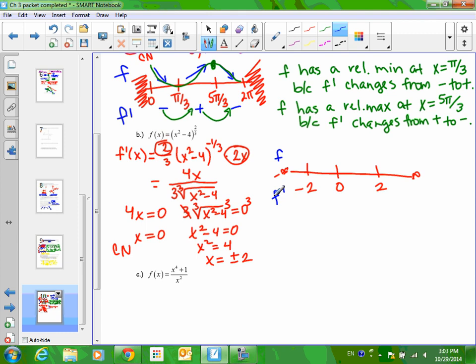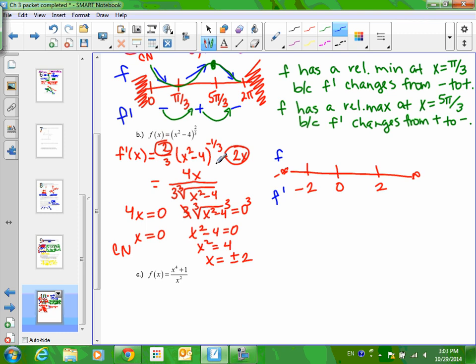You three, you guys are going to test a number between negative infinity and negative 2. You guys, these three are going to test between negative 2 and 0. You three are going to test between 0 and 2. Last row, you got a number greater than 2.